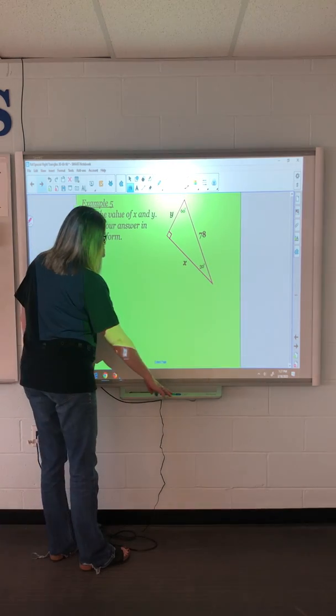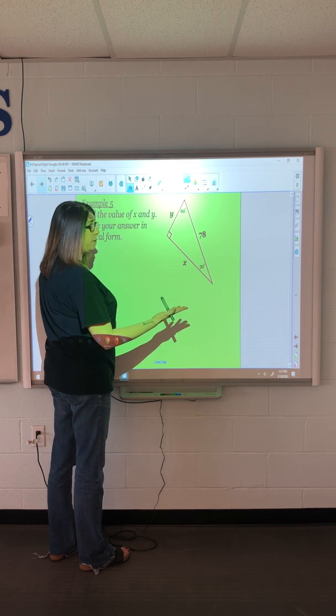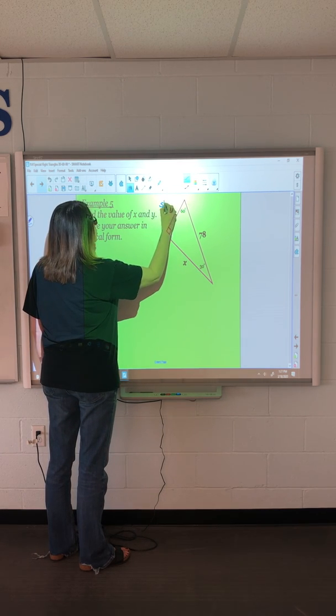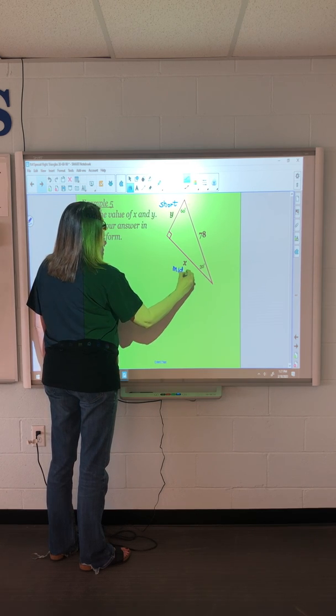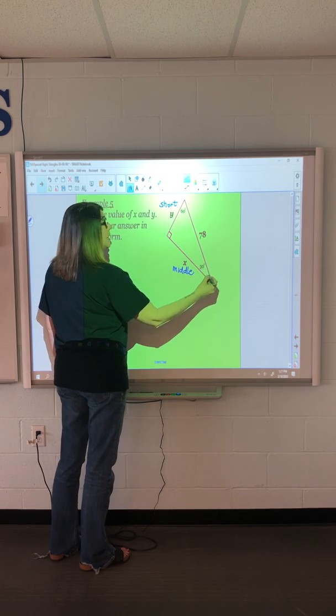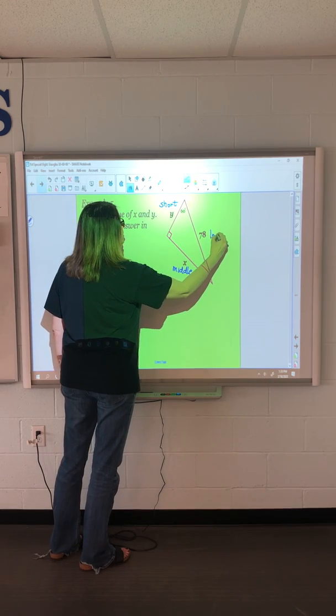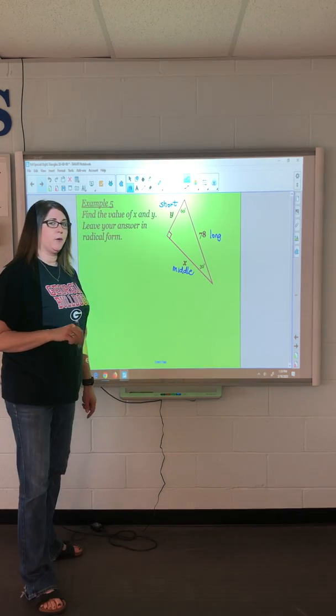All right, so example number 5, a little bit different. So y represents the short side. It's across from the 30-degree angle. X is our middle side. It's across from the 60-degree angle. And this time 78, that's our long side because it's across from the 90-degree angle.